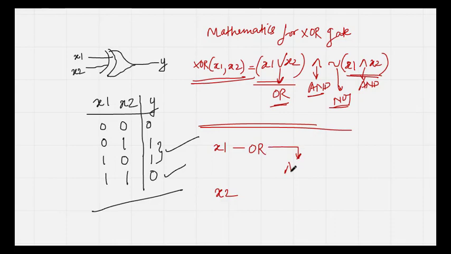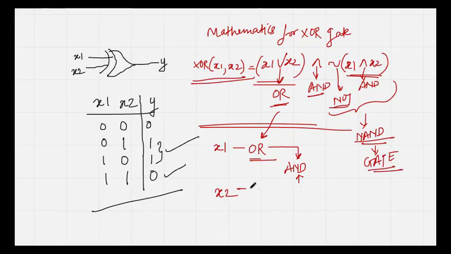Here we'll be taking AND in between. So one is the OR operation. Another is what? Not of AND operation, correct? Not of AND is called NAND. Not of AND is called the NAND gate. Remember. What is not of AND?